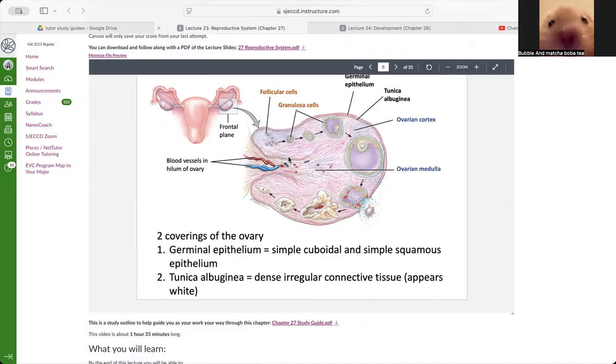Okay, so the germinal epithelium has simple cuboidal and simple squamous epithelium. And the tunica albuginea is dense irregular connective tissue. And the cortex is dense, and there are two types of cells. We have the oocytes, and the cells surrounding oocytes are called follicular cells when the follicles are young, and granulosa cells when follicles mature.